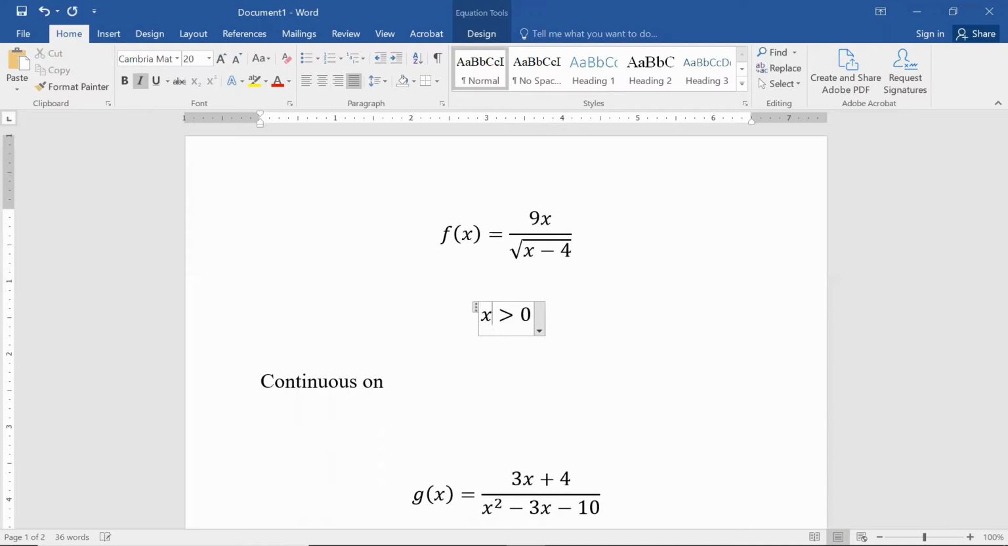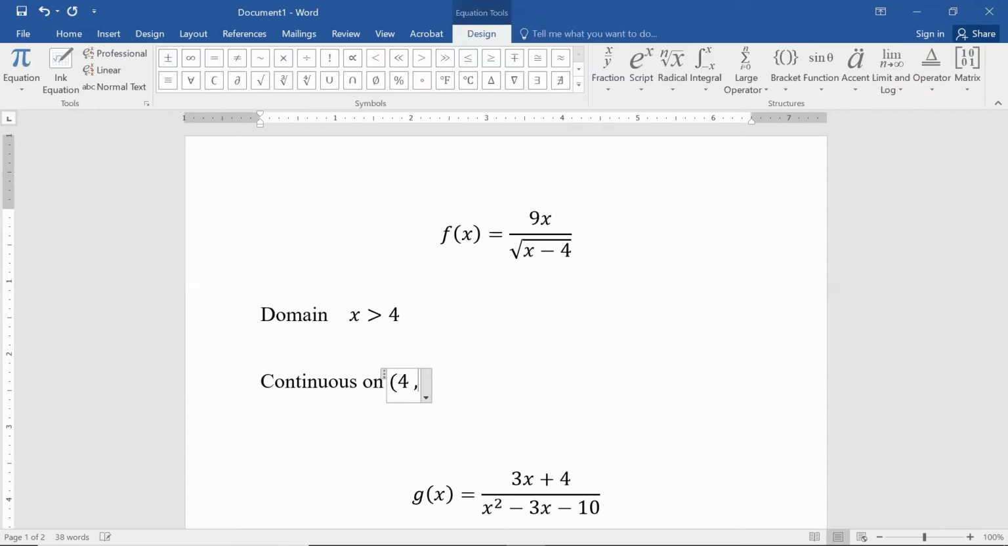Just one way to think about that is square both sides. They're both positive square roots, so you can square both sides. And therefore, x, add 4 to both sides, has to be greater than 4. So the domain is when x is greater than 4. So we're continuous on the interval from 4 to positive infinity.